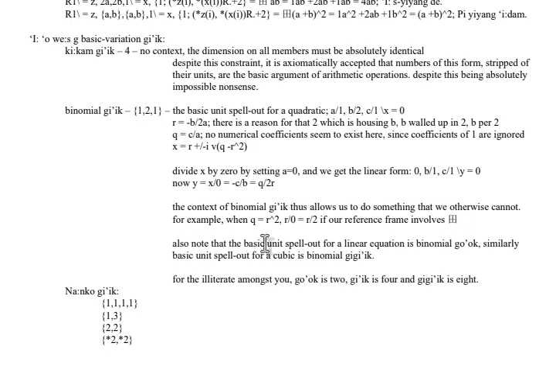Okay? Also note that the basic unit spell out for the linear equation is binomial gok. I've already mentioned that. Similarly, the basic unit spell out for the cubic is binomial gig ek. For the illiterate amongst you, gok is 2, gek is 4, geg ek is 8. Non-gok ek. So you can also get 4 with hama, vike, gok.